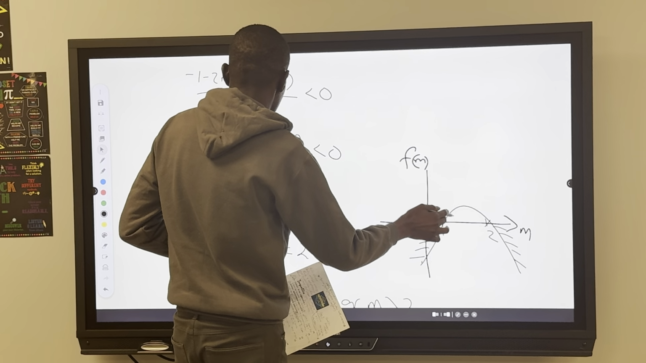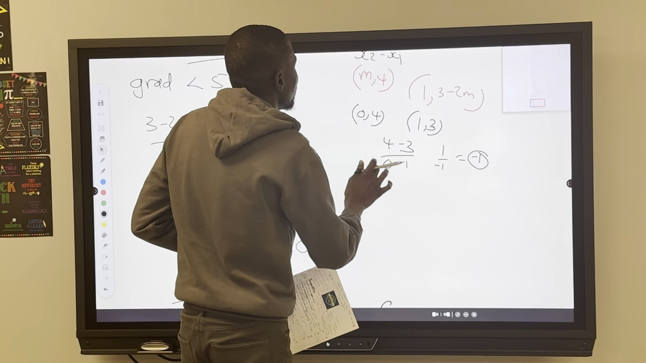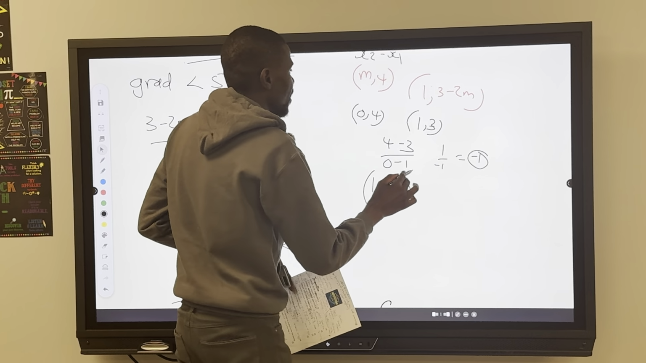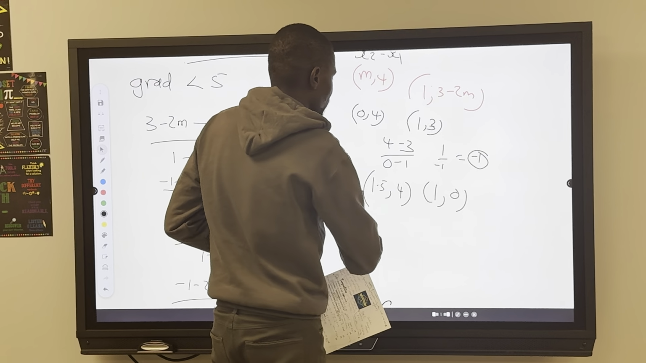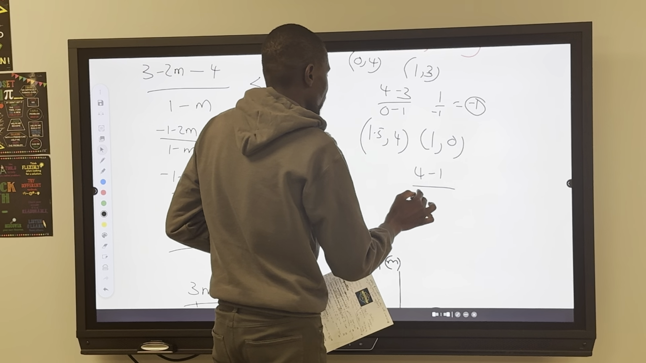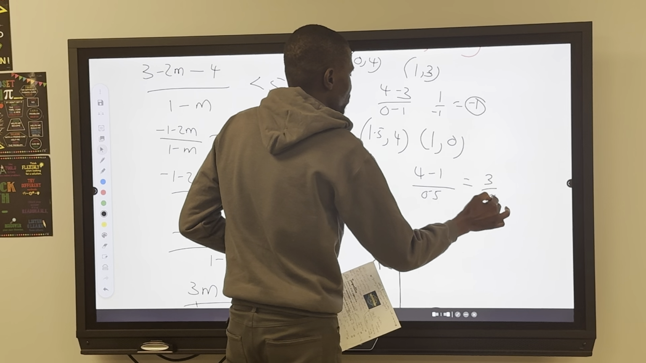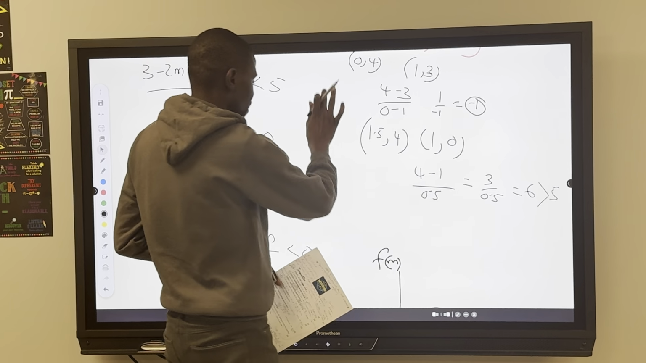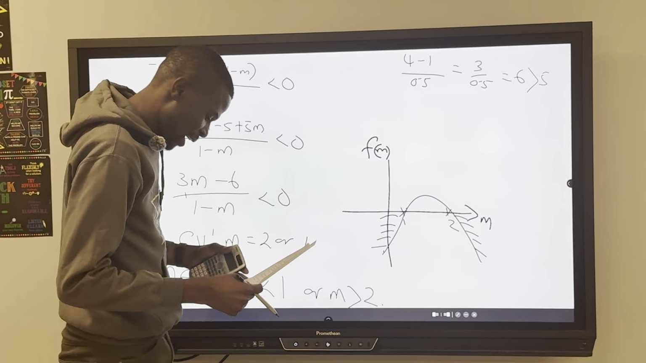But if you had chosen this, maybe you have 1.5, right? If you plug in 1.5, are we going to get that? Okay, let me see. So if I have 1.5 and 4, then I have 1, then 1.5 is 3. So if I calculate the gradient, it's 4 minus 1 over 1.5 minus 1, it's 0.5. So I have 3 over 0.5, which is 6, which is more than 5. So it violates. So the region there is what is correct. So it's something that you could also do in the exam.